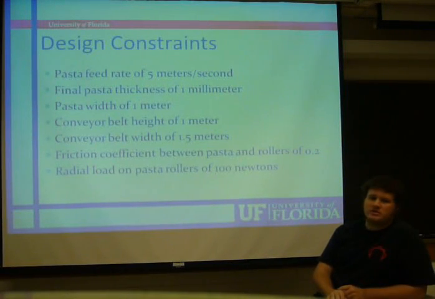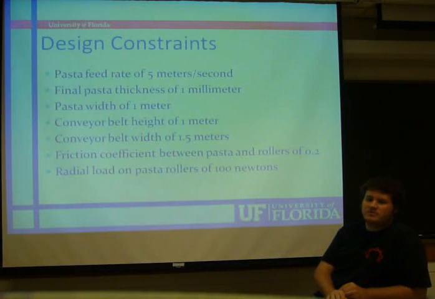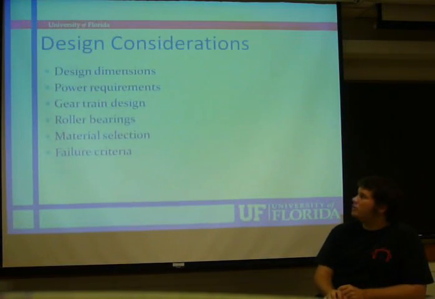The design constraints that were given by the company are that they want an epoxy feed rate of 5 meters per second, final epoxy thickness of 1 millimeter, epoxy width coming in to the rollers of 1 meter, and a conveyor belt height of 1 meter high, and a width of 1.5 meters. We have a radial load of 100 newtons per roller pressing against it, and a friction coefficient between the dough and the rollers of 0.2.